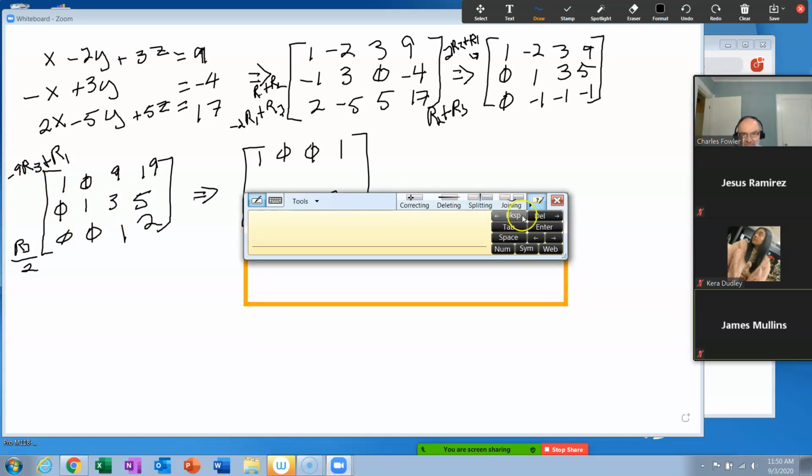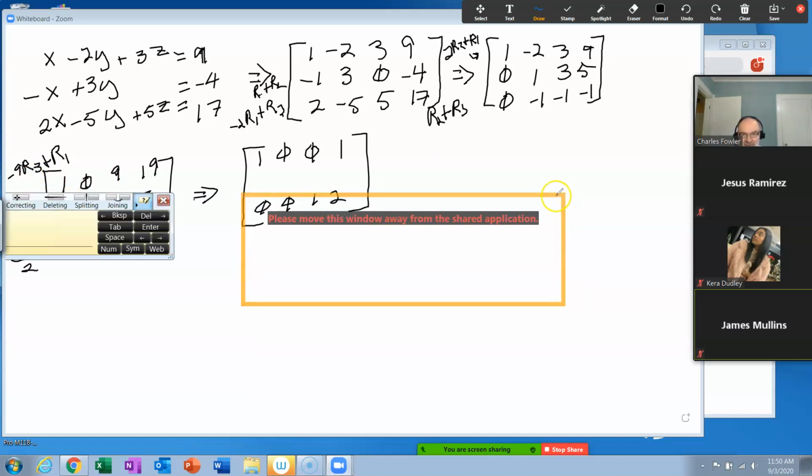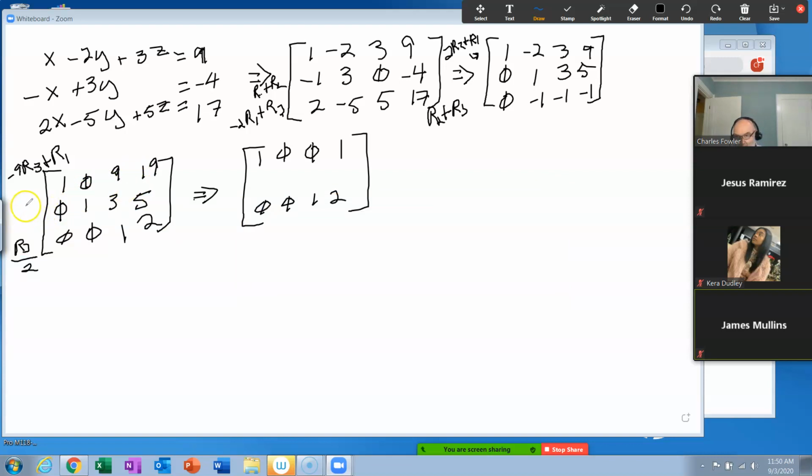Goodness gracious, this is driving me nuts. Minus 3 row 3. There, it did it again. Row 3. It did it yet again. Why is it doing that? I don't know. Row 3 plus row 2.